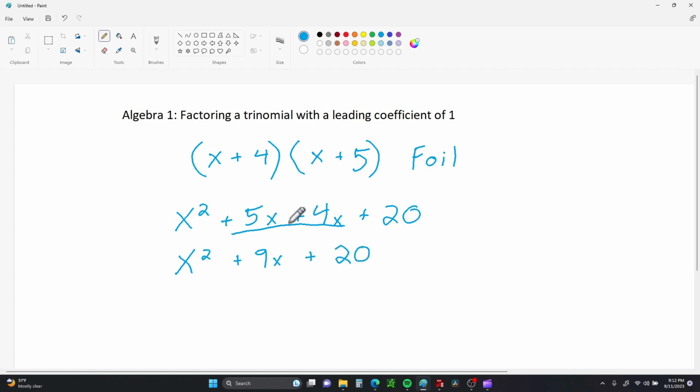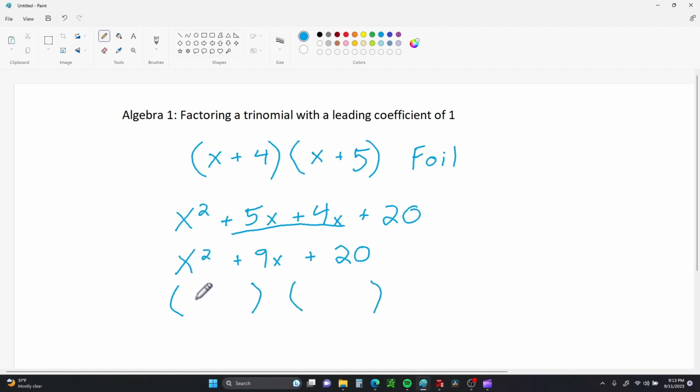Now, what's going to come in handy is understanding that this 9x was actually a combination of two like terms that were originally from the outer and inner terms when those were multiplied. So the 5 times x and the 4 times x. So now when you're going to factor, assuming that we didn't know this over here, what we're going to do is we know that this is going to be two binomials.